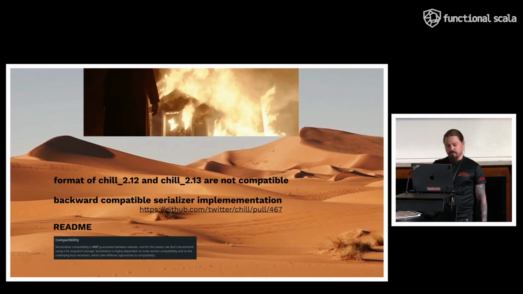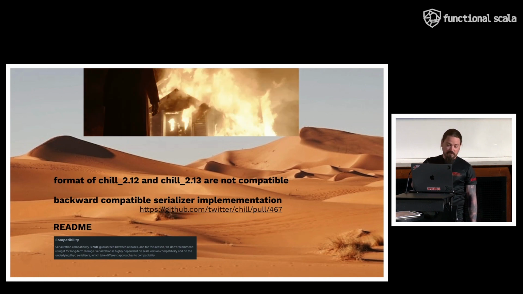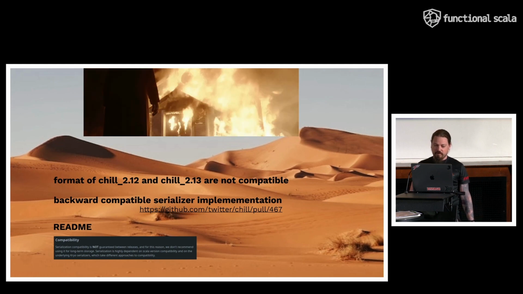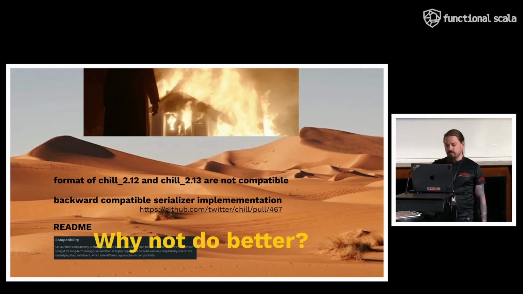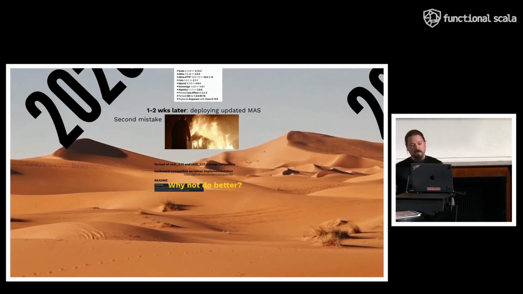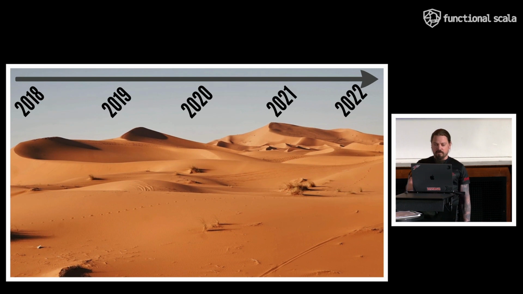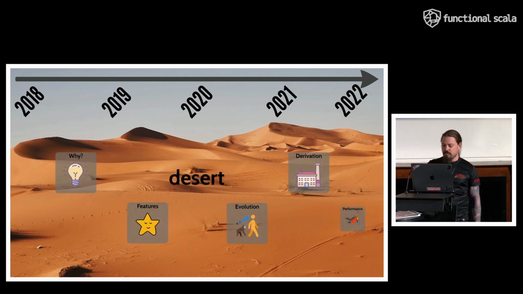Later, I found this section in chill's README that its serialization compatibility is not guaranteed, and you shouldn't use it for any kind of long-term storage. I'm not sure it was there when I selected it first, but who knows. So I was thinking, why not do better? And that's when I created this new library called Desert.